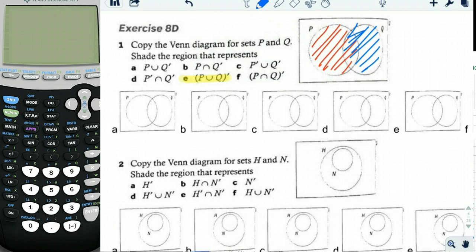Okay. So union means like anything that's colored in here, red or blue. So that would be that region. And then it says not. So not would be everything that's outside of that. So that would be the outside. Okay. So the answer for E would be the region outside these two circles.